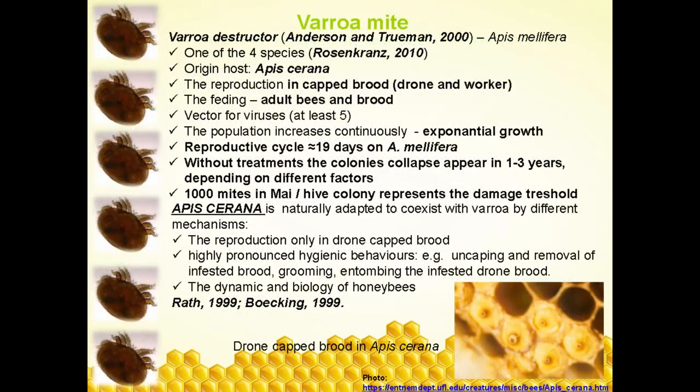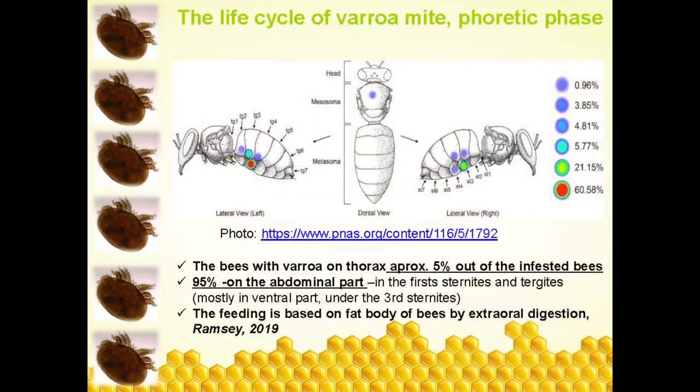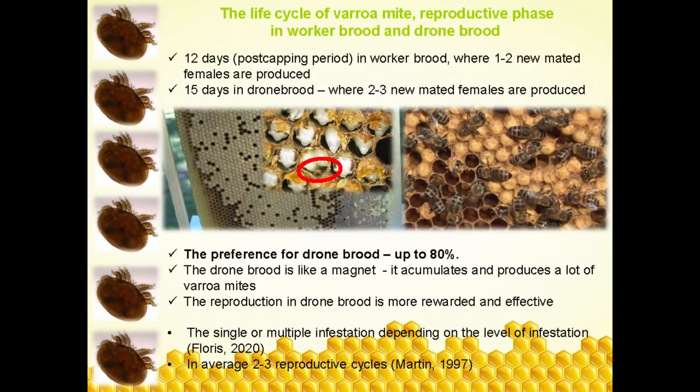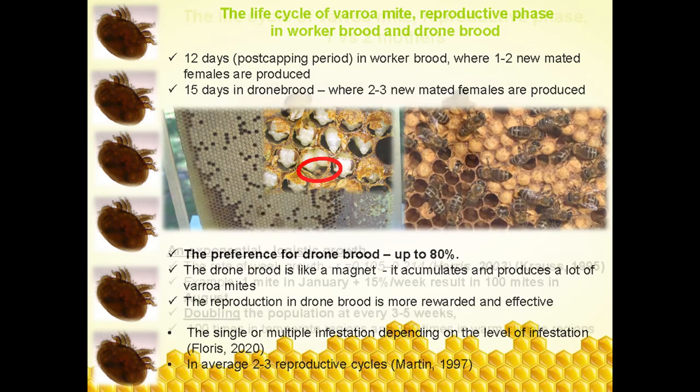This slide shows sustainable beekeeping, the emphasis on avoiding mite resistance to arachnicides and increasing application time intervals for treatments. Showing the life cycle of varroa mite, the phoretic phase, the details about varroa mites, their location on bees and their feeding process. The reproductive phase in worker and drone brood, the insight into the post-capping period and production of new mated females in drone and worker brood.